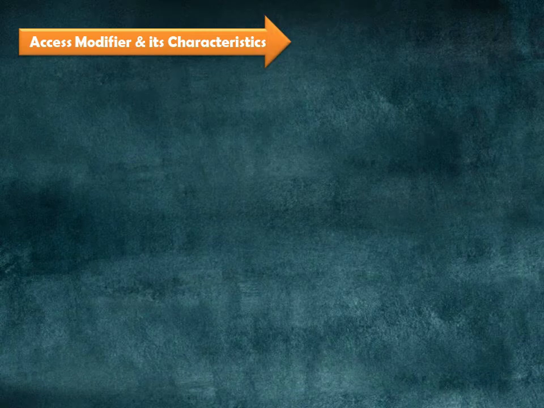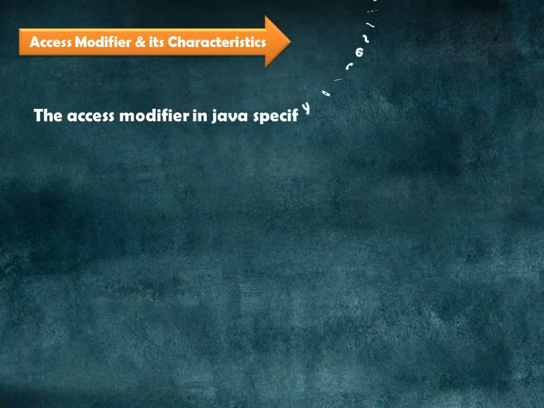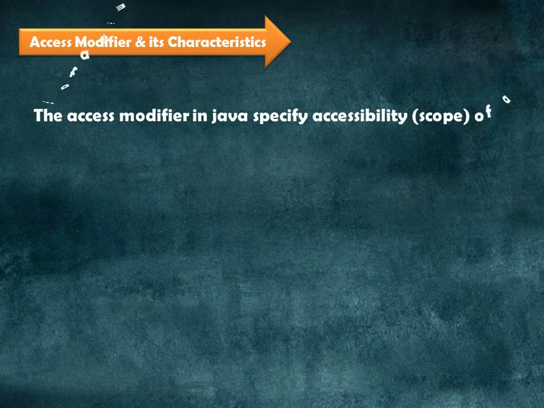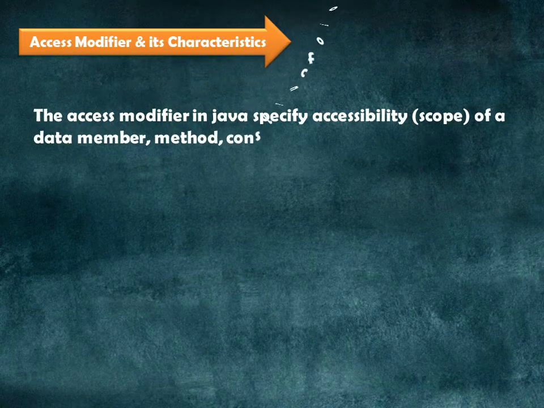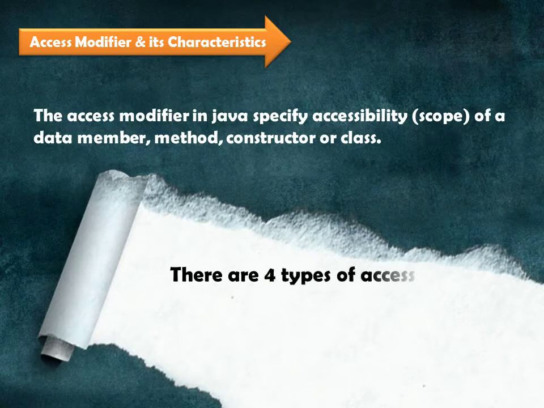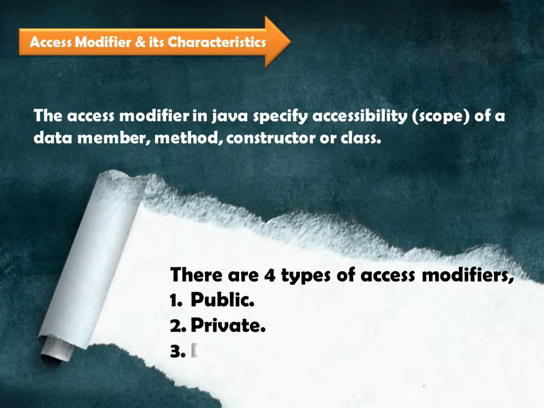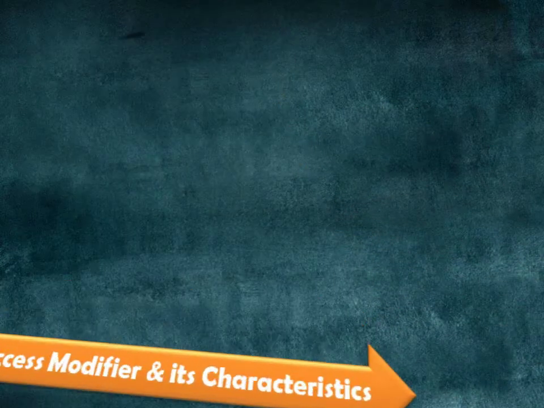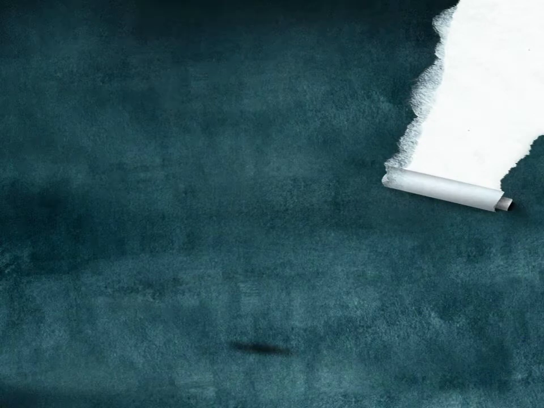Next we'll move on to the access modifiers and its characteristics. Access modifiers in Java specify accessibility of a data member, method, constructor or class. There are four types of access modifier. Number 1, public. Number 2, private. 3, default. 4, protected. So these are the four types of access modifier.